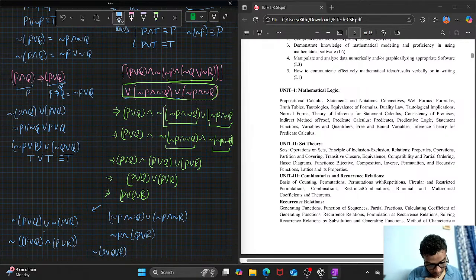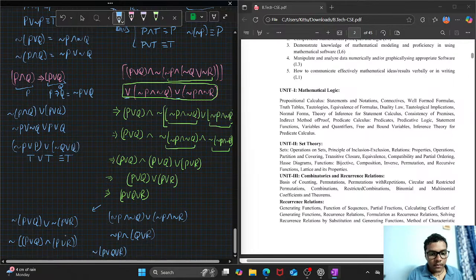The first thing came out as P or Q and P or R. So we messed up with an and or an or somewhere. We messed up the first one actually. P or Q and negation of, right?